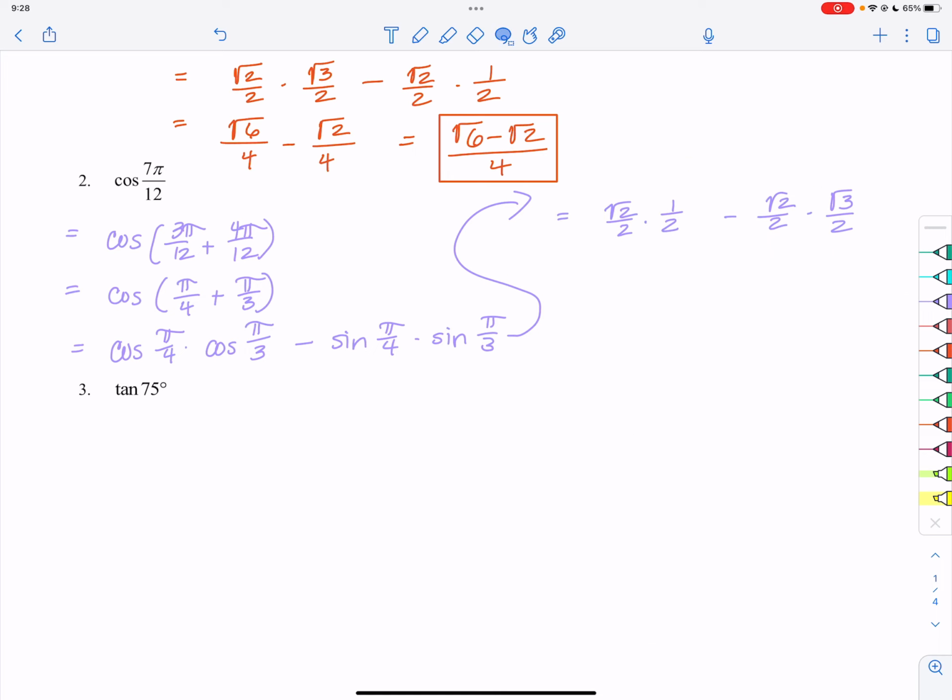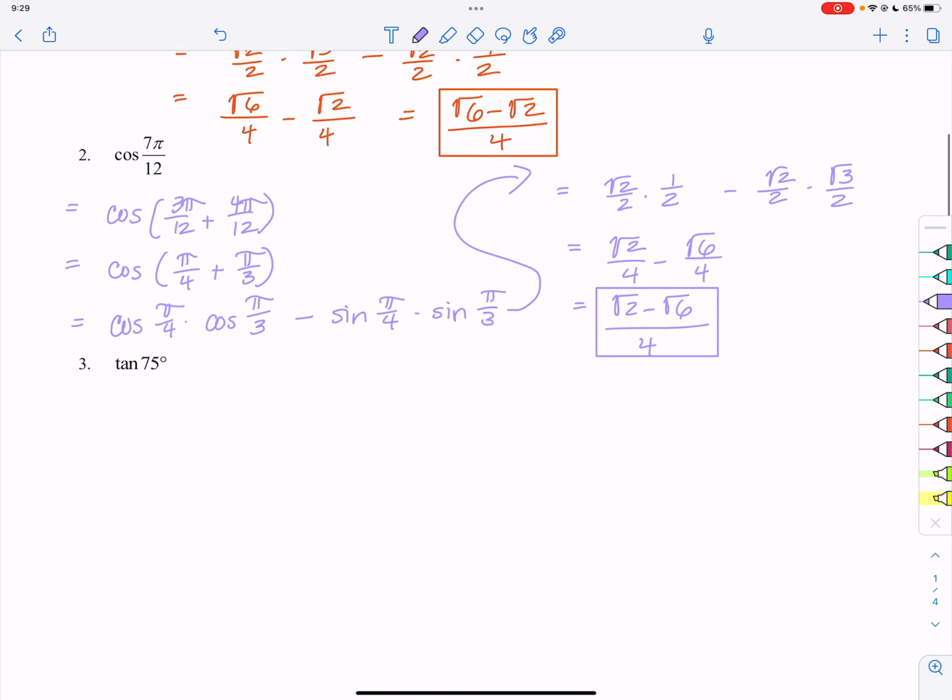And now, multiplying those together, we can come up with root 2 over 4 minus root 6 over 4. We come up with root 2 minus root 6 all over 4.